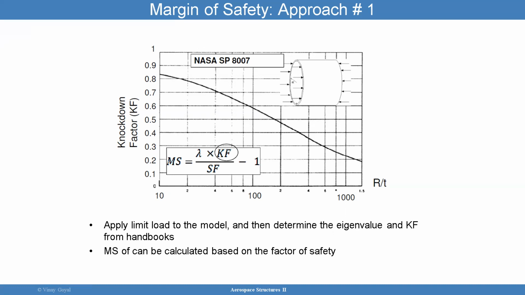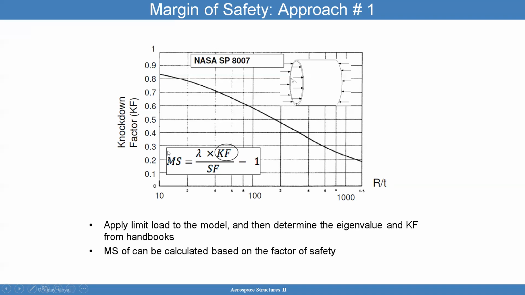But in reality, when you do the margin calculation, I want to show you something. If I multiply P times the eigenvalue lambda in the denominator, I'll also apply P times factor of safety in the numerator. So P and P cancel. So the million pounds you applied in the model never show up because it cancels. So all you need is really to apply the limit load, the maximum load, into your model. You get the eigenvalue, multiply by the knockdown factor, which depends upon the R over T ratio. You plug it in here, divide by the factor of safety, minus 1 gives you the margin of safety.